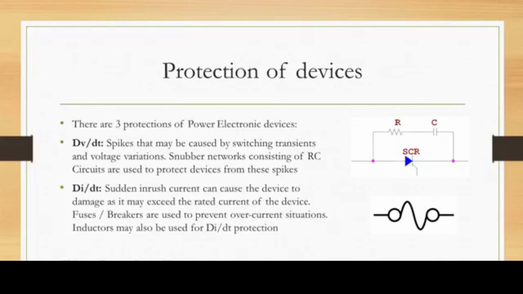First of all, dV/dt protection. How can we protect a circuit from dV/dt spikes? Well, snubber circuits are especially used to protect a device from dV/dt spikes. An RC snubber is normally connected across a semiconductor device to limit the dV/dt within the maximum allowable rating. The snubber could be polarized or unpolarized.